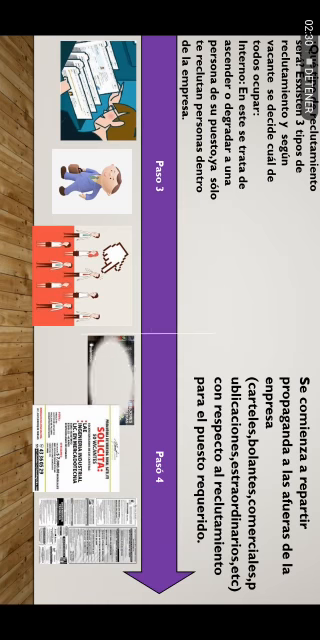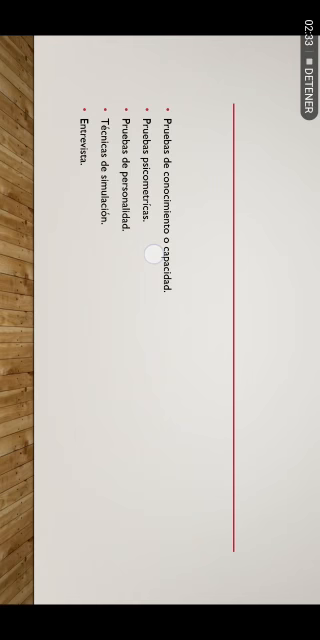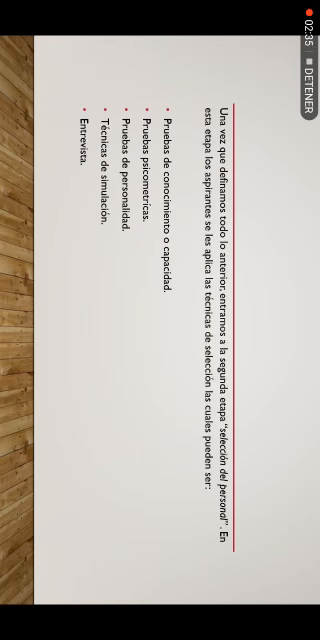Personality tests are tests that serve to analyze the different personality traits. They are divided into projective tests and body expression tests, simulation techniques, and interviews. Now we will talk a little more thoroughly about all these techniques.